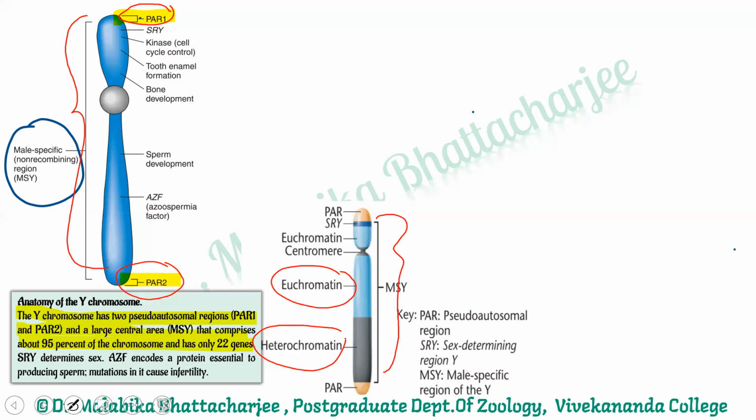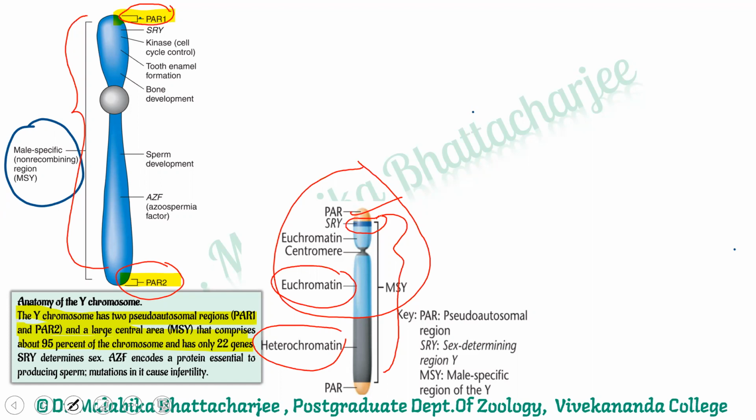Now, within the euchromatin region, let us concentrate here. Within the euchromatin region and adjacent to the pseudo-autosomal region. So this is a pseudo-autosomal region. The SRY gene becomes active in XY embryos. So this is where the SRY gene is sitting. As I said in the previous slide, the SRY gene becomes active in XY embryos, and the SRY encodes a protein that causes the undifferentiated gonadal tissues of the embryo to form testes.